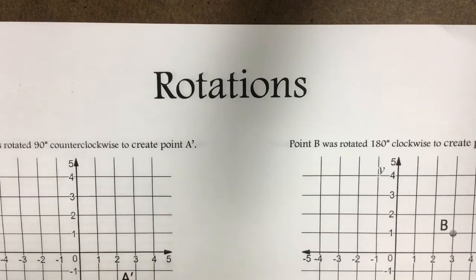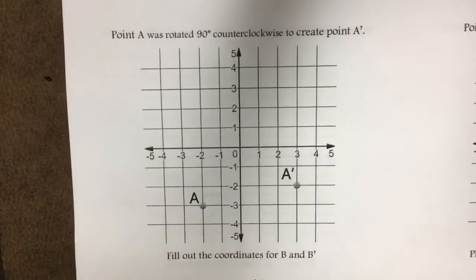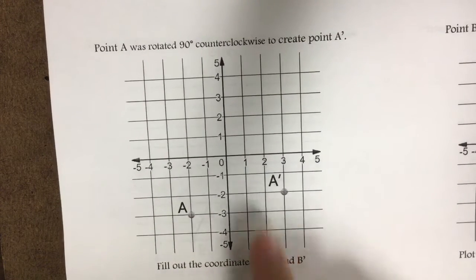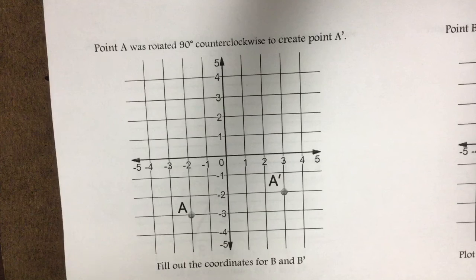So at this station, we're going to go ahead and be looking at rotations. So let's look at the first example. Point A was rotated 90 degrees counterclockwise to create point A prime. So this time we actually have it drawn for you, but we can use our patty paper to kind of mimic what it is that they did.